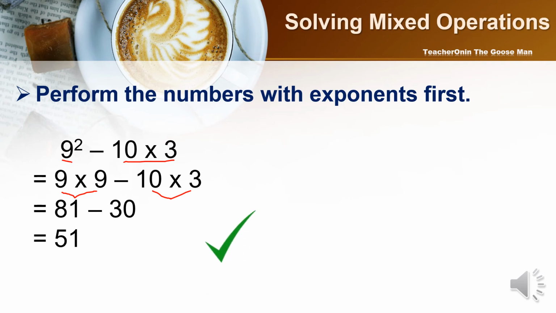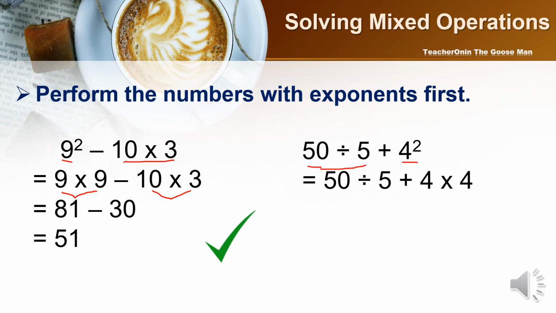Let's move on to the next example. So I have here 50 divided by 5 plus 4 squared. Take note that I have here 4 squared first, so I'll just simply copy 50 divided by 5. So I have here 50 divided by 5 plus 4 times 4. Take note that I can perform already 50 divided by 5 as well as 4 times 4. So I have 50 divided by 5 is equal to 10. 4 times 4 is equal to 16. So the final answer is equal to 26.